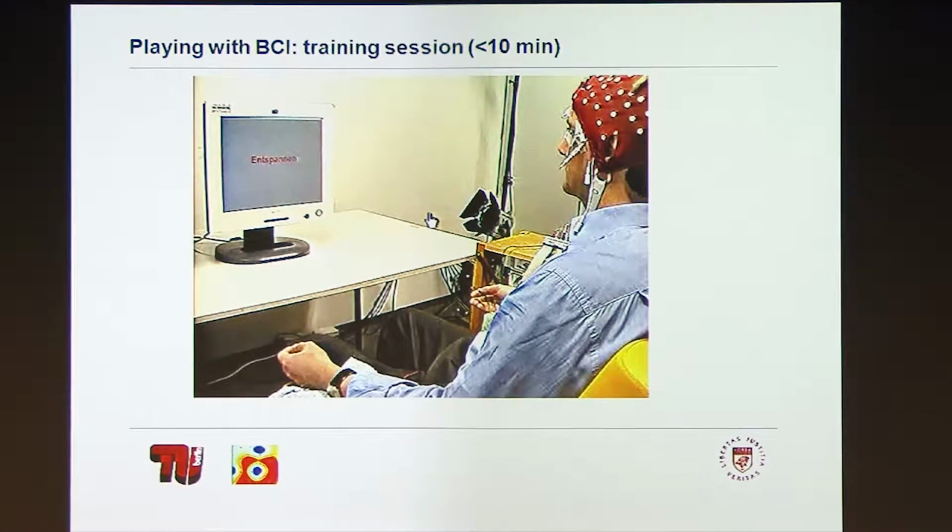Entspannen means relax. Okay, so you relax, and you will see something on the screen, a letter. And while this letter is there, you will relax and focus, imagining, say, a squeezing of your ball with your left hand, or kicking a penalty with your foot, or hitting with a bat with your right hand, something like that. Of course, they have different skills. Okay, so start. Now left imagination.